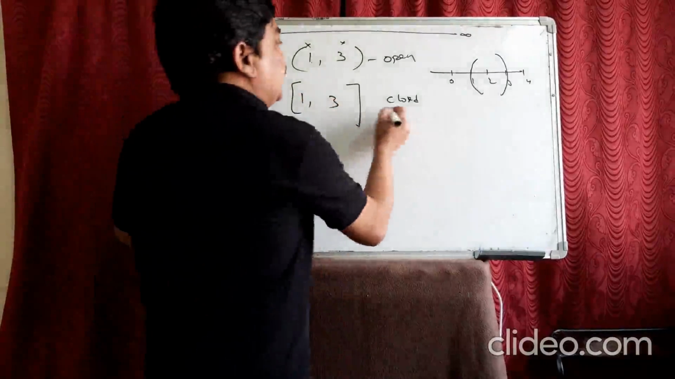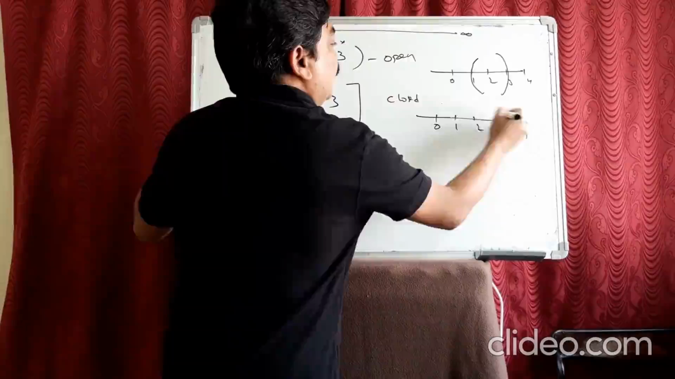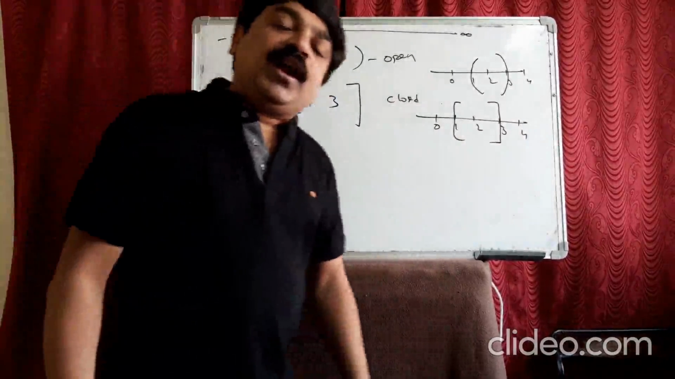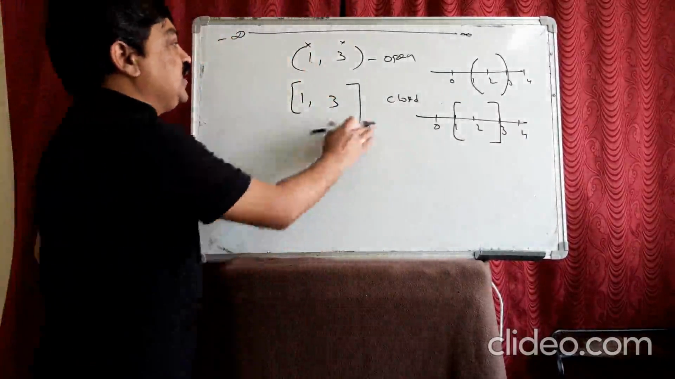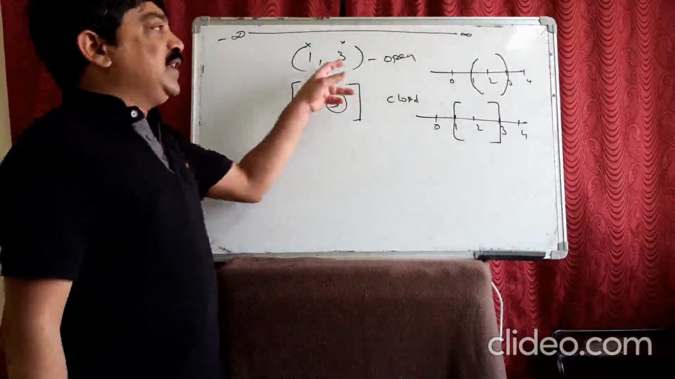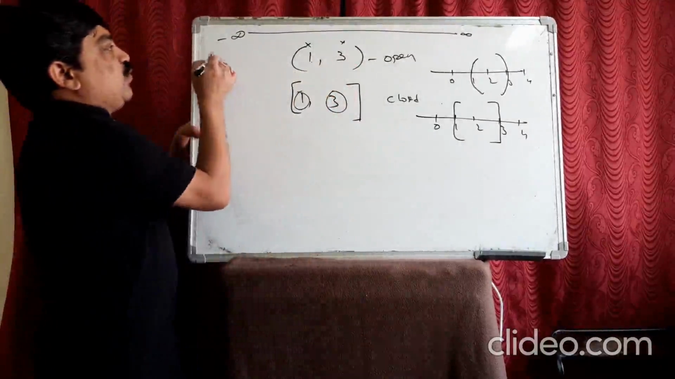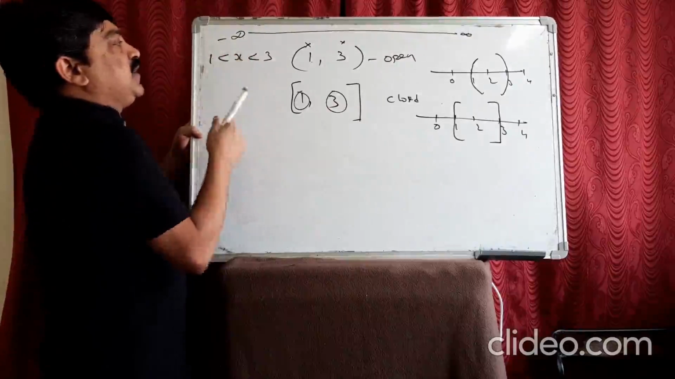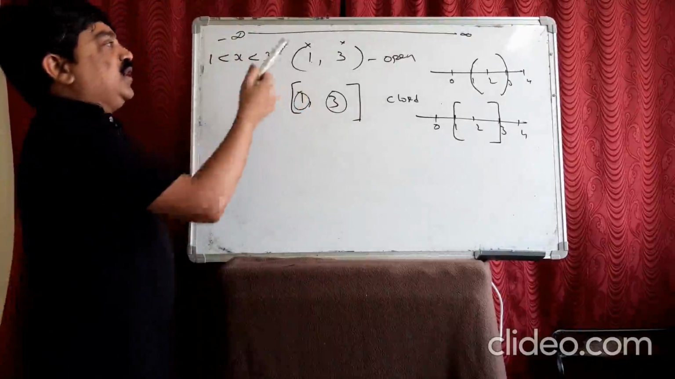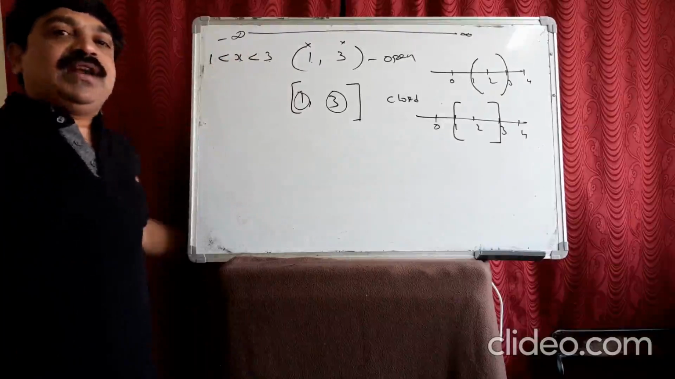Then what about this? Closed interval means, in a number line 0, 1, 2, 3, 4, the numbers between 1 and 3 that include 1 and also 3. That means closed interval means these extreme values will be included. Open interval means the extreme values will not be included. Okay? These can also be written like this: 1 less than x less than 3. That means this is the set builder form of this interval. That means 1 and 3 are not included. X is a value between 1 and 3, where 1 and 3 are not included.